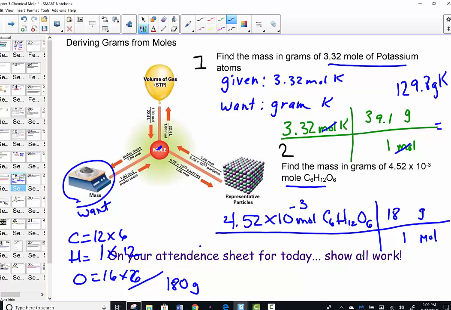Taking 180 grams of glucose times the number of moles, 4.52 times 10 to the negative 3rd. Anyone else get 0.815? Let's see, 3 sig figs.